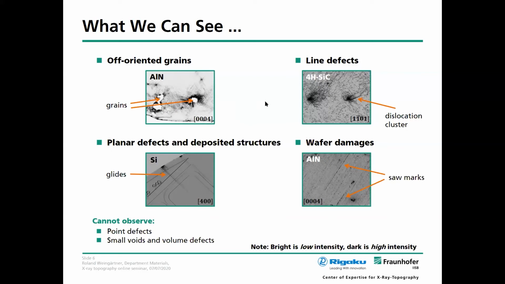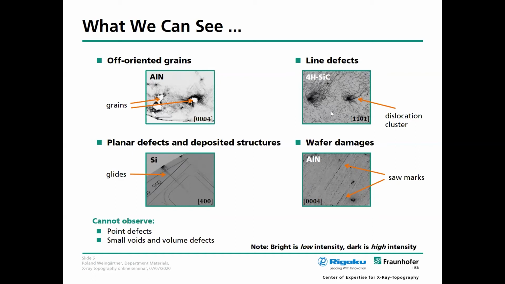Nevertheless, I would say the most important application is also detecting of line defects. Here in an example of 4H silicon carbide, what you see here in the background is a transmission measurement of the 1-101 diffraction plane.